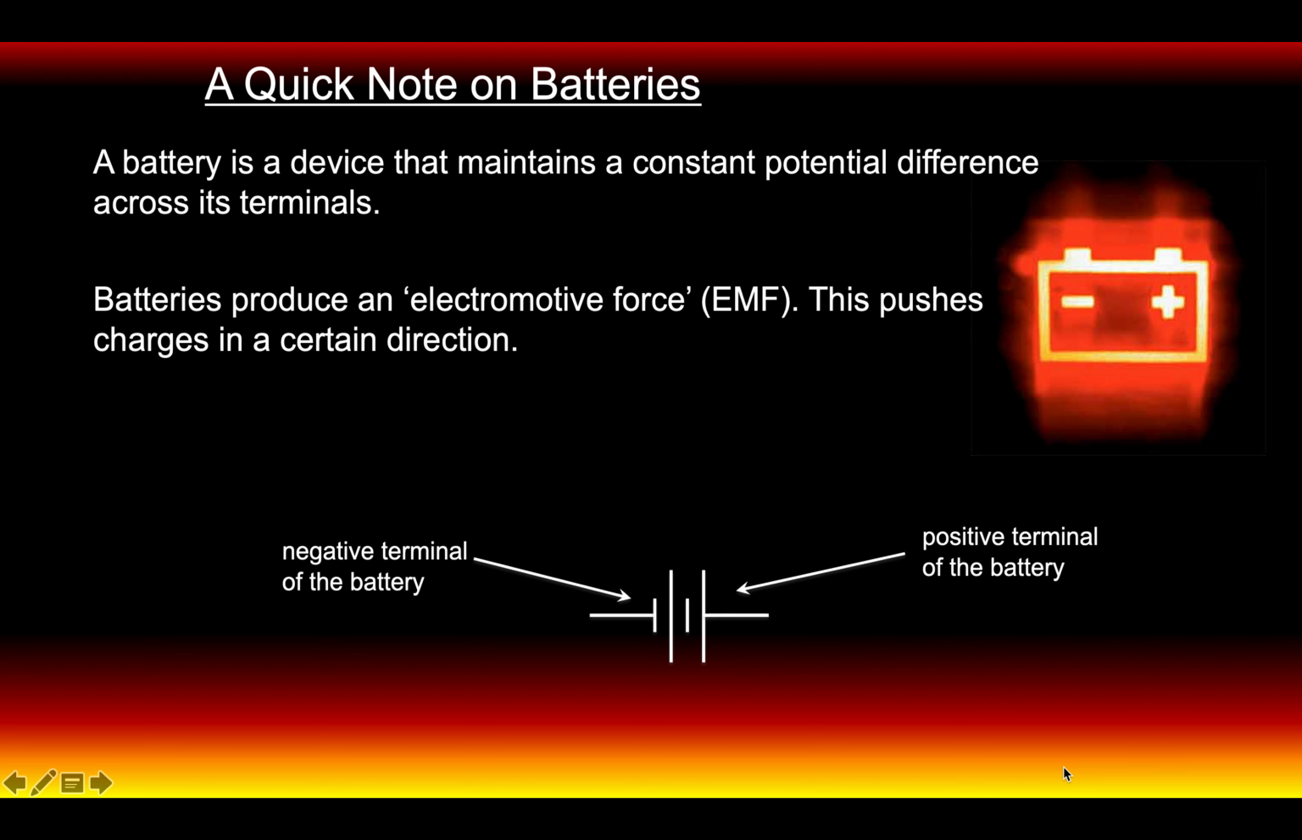Batteries work by producing an electromotive force, an EMF, and this is often symbolized with a cursive E. The EMF pushes charges around through a circuit in a certain direction. An analogy to batteries and EMFs can be made with water pumps and water pressure. A water pump is a type of device that produces a water pressure, and that water pressure causes water molecules to flow around through a system of pipes. A battery is a type of device that produces an electromotive force, and that EMF causes charged particles to flow around through wires in a circuit.